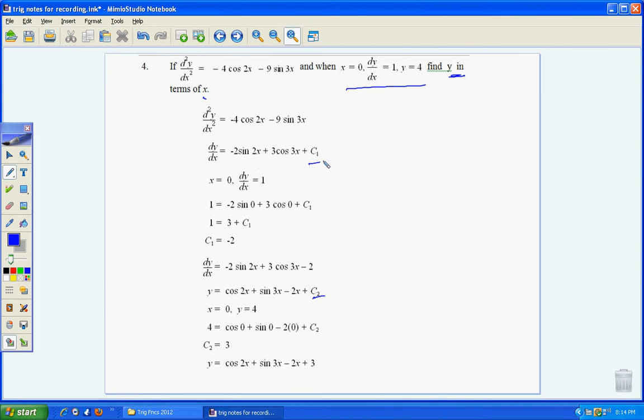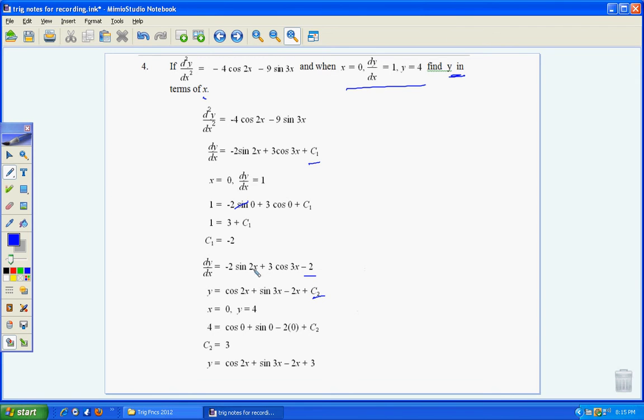We have a constant of integration, and we're told when x is equal to 0, the first derivative is equal to 1. So we substitute those values in. dy/dx is 1, sub 0 in, and we're going to get that part being 0, because sine of 0 is 0. Cos of 0 is 1, so that's why it's 3 plus c1. So that means c1 would have to be minus 2. So our first derivative looks like that. There's our constant, in that case, minus 2.